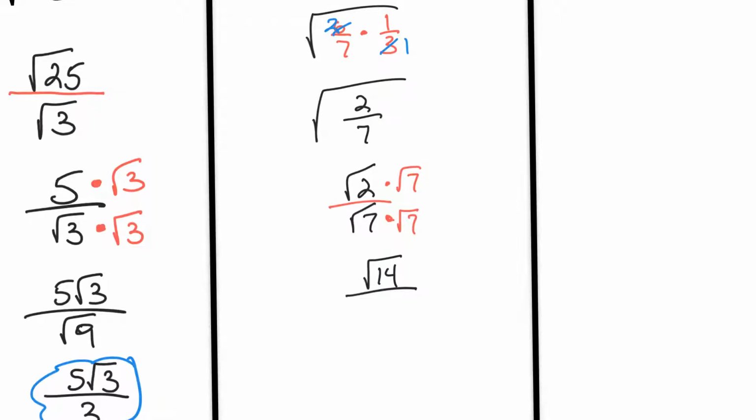On the bottom, well, you guys will have 7 times 7 is 49, but the square root of 49 is 7. So you guys put a 7 on the bottom. You can also look at it: when you multiply a radical by itself, the square root cancels, and you keep the radicand. 7, 7, you keep the 7.